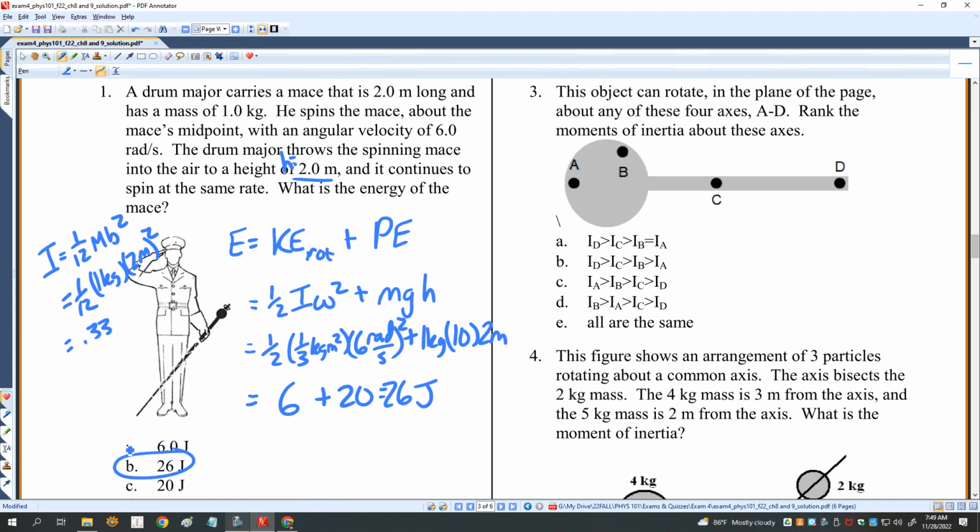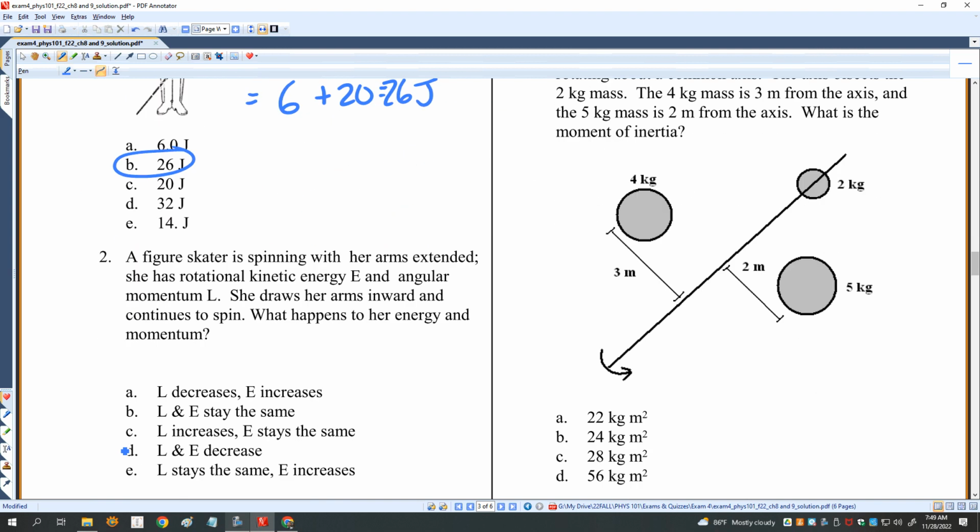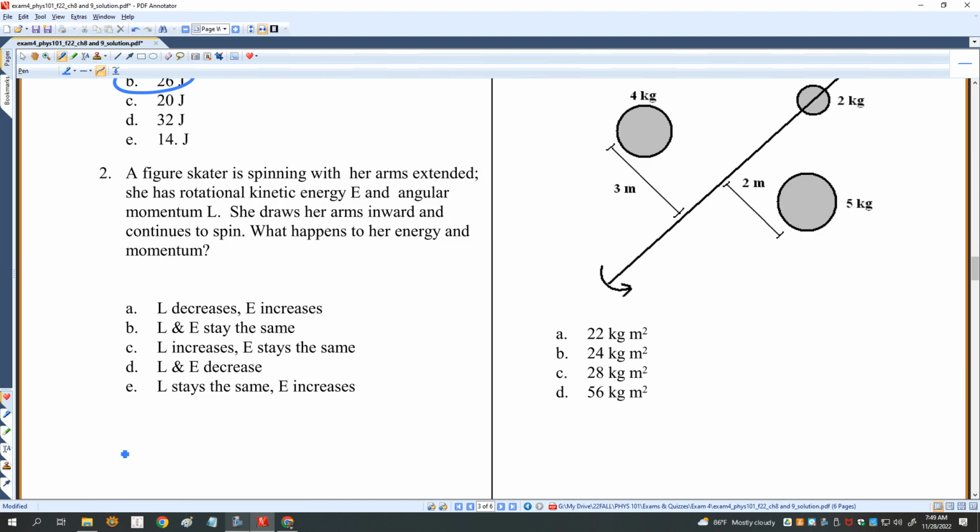So B is the right answer. A figure skater is spinning with her arms extended, and then she pulls her arms inward and she continues to spin. Well, I know that a couple of things are going to happen. As she pulls her arms inward, her moment of inertia is going to go down and her omega is going to go up. But I know that the total angular momentum has to remain the same.